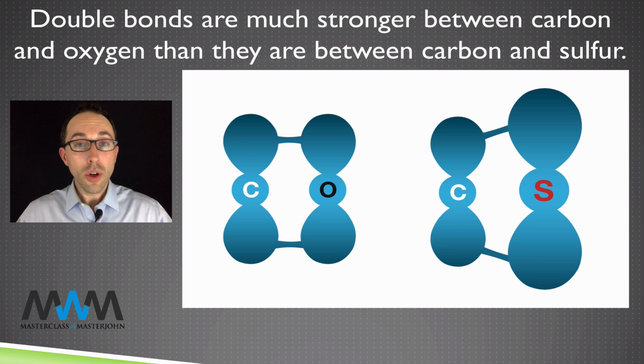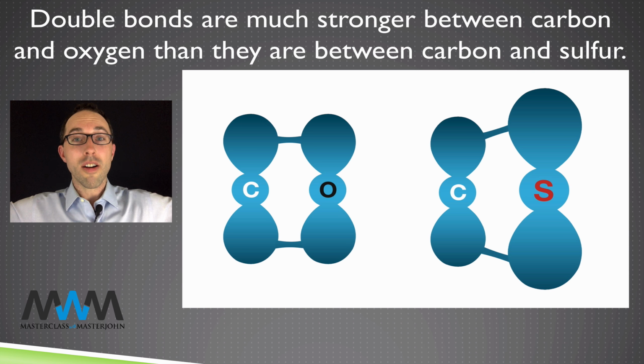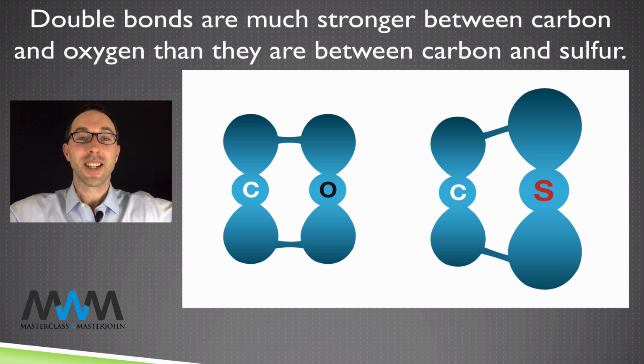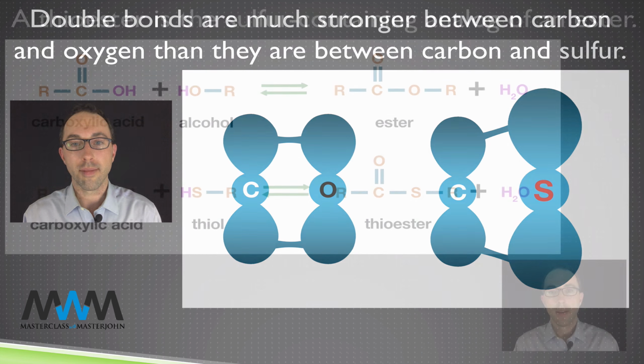If you were shaking two hands with someone and you were of equal size and your two hands were well aligned, you could form a pretty strong connection. But if you're trying to shake two hands at once and one person's 3 times as big as you are and you're stretching out like this, it's going to be really hard to get a strong connection that way. And that's what's happening with carbon and sulfur. When they form a double bond, it's not that stable.